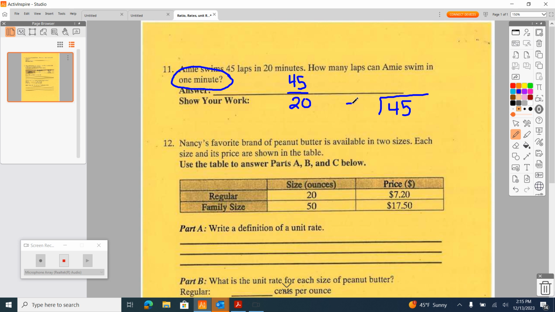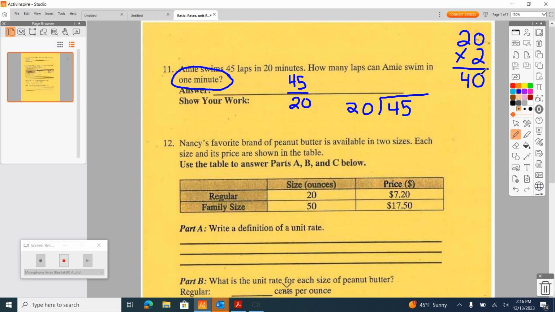So the first step is guess and check. I have to guess and check how many times 20, it doesn't divide into 4, but how many times will it divide into 45? Now, I could come over here and say, oh, well, I think it's going to be 2 times, because 20 times 2 is 40. Probably wouldn't do that guess and check because I know that 20 times 2 is 40, but that is what we mean when we say guess and check.